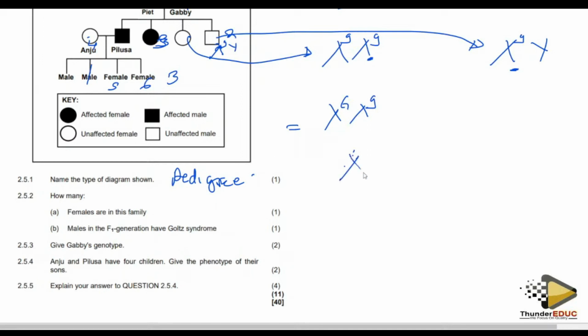Pilusa is a male. And this Pilusa is affected, so he is having a capital G and a capital Y. But Anju is a female, which is caused by a recessive allele. This is Pilusa. And then Anju is a female, meaning that it has no effect. And remember, it is recessive.